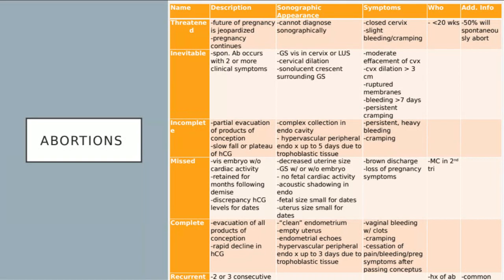So the first one is a threatened abortion. This is indicating that the future of this current pregnancy is somewhat jeopardized for a specific reason. So it means that the pregnancy is going to continue, but there's something going on that can result in a probable miscarriage down the road. So 50% of these threatened abortions are going to end up in the miscarriage of that baby. So we actually cannot diagnose this on ultrasound. This is something that is done clinically.